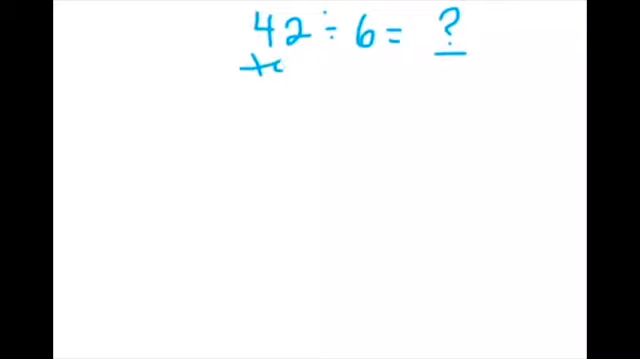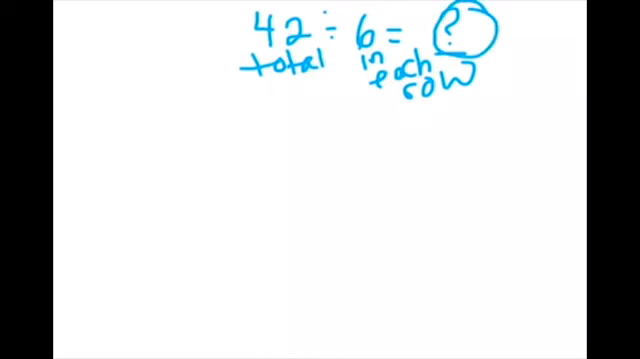We have 42 dots total in our array, and you should have had either 6 rows or 6 columns, or in other words, 6 in each row. I'm just going to stick with 6 in each row. And again, you could have had 6 rows, and that's okay too. But I am looking for that final answer and our fact families to match.